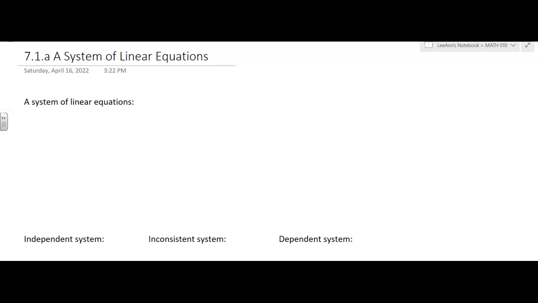Okay, so this is a pretty fun chapter. We don't get to do all the sections, but this is a fun section. So we're going to be working with what's called a system of linear equations.